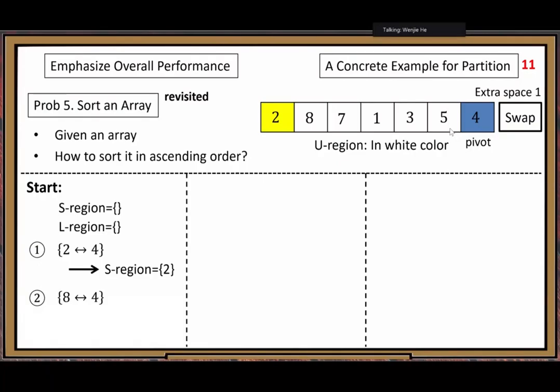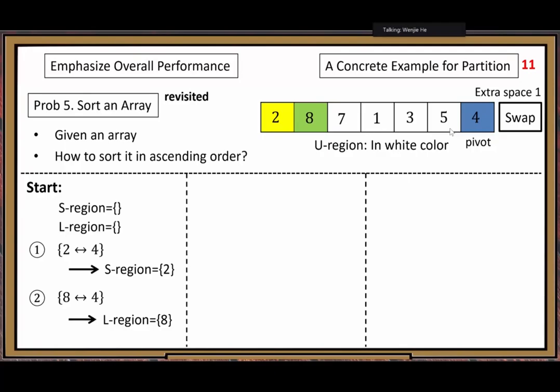Step number 2, the next element. Here we use yellow color to represent the S region. So there is 1 element in the S region. The second element, 8, is greater than 4. That means we should place it in the L region. Here we use green color to represent the L region. So we grow these two regions.